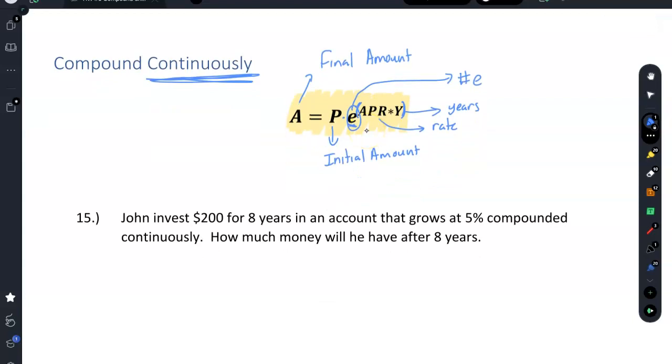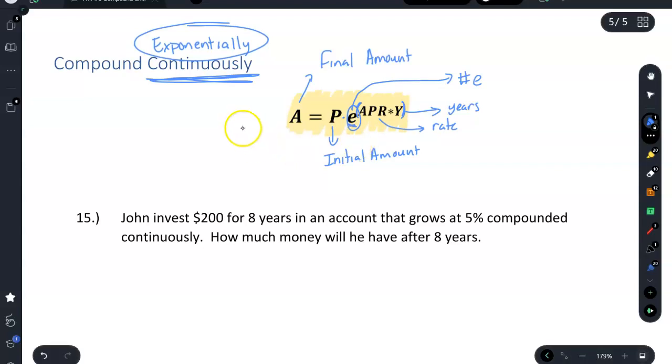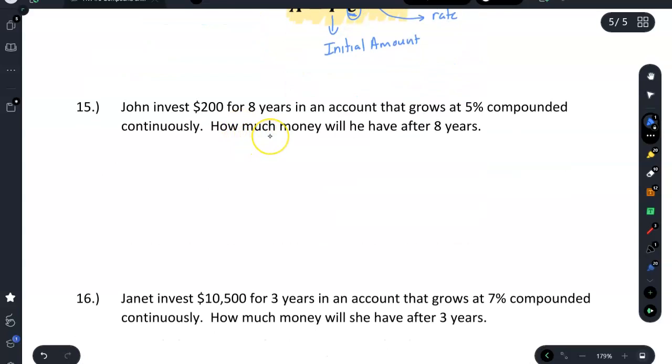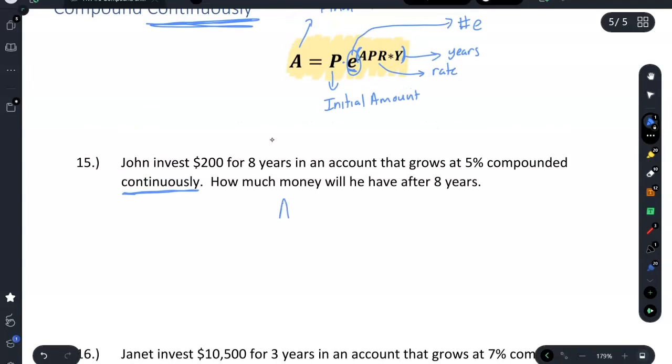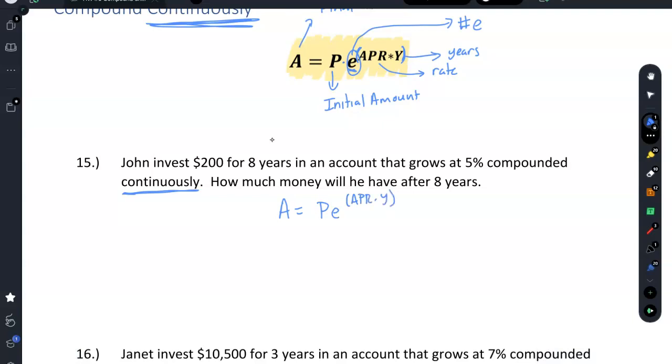Sometimes you will see compounded exponentially. And I may be spelling that wrong here. I don't have spell check when I type it out this way. All right, but if you see compounded exponentially or compounded continuously, then we're going to use this equation. So John invests $200 at 8 years in an account that grows at 5% compounded continuously. So as soon as I see that, I rewrite my equation. And I do think if you get nothing else out of this video, that's the most important part, is you want to always just start with the equation and then just fill in what you know.